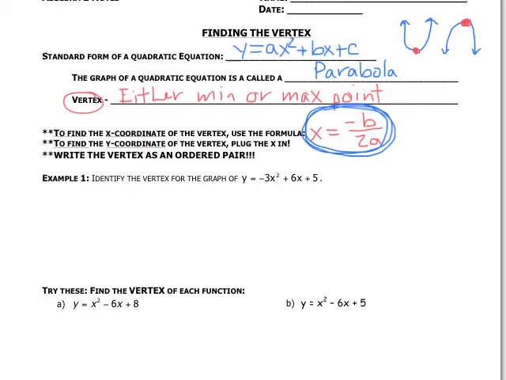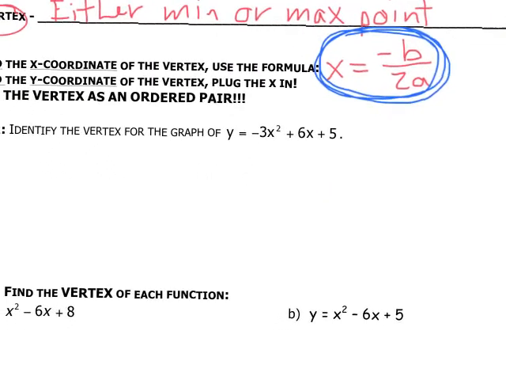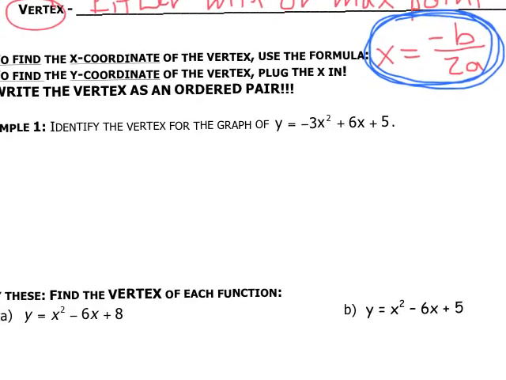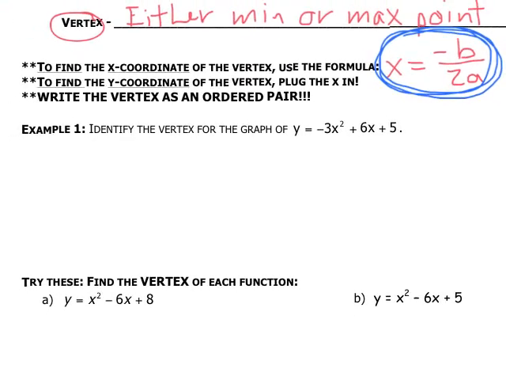Okay, so let's practice one together. So I want to identify the vertex for this example 1. Okay, let me zoom in here a little bit. So first I start out by finding the x value. And in order to find the x value, I need a and b. So I'm going to go ahead and identify. I know a is always the number in front of x squared. In this case, that's negative 3. And b is always the number in front of x, which in this case is 6.